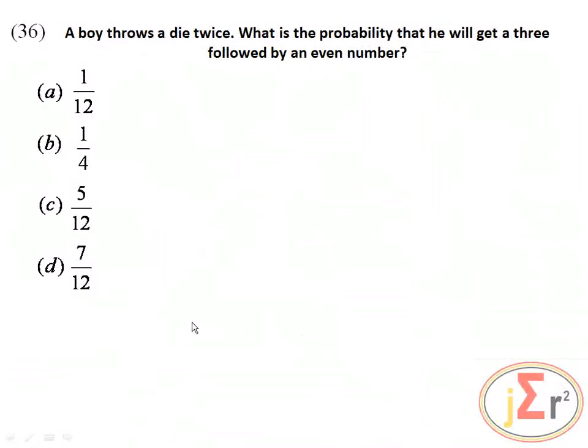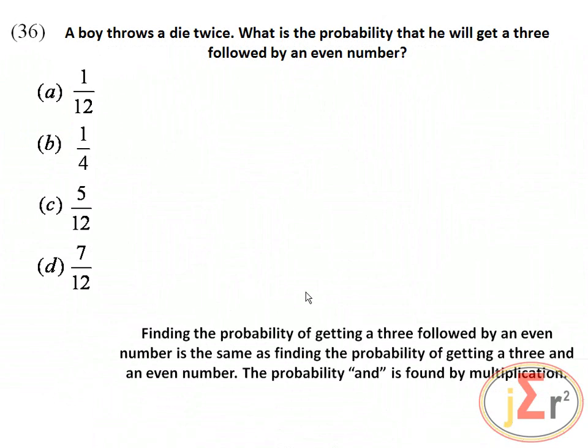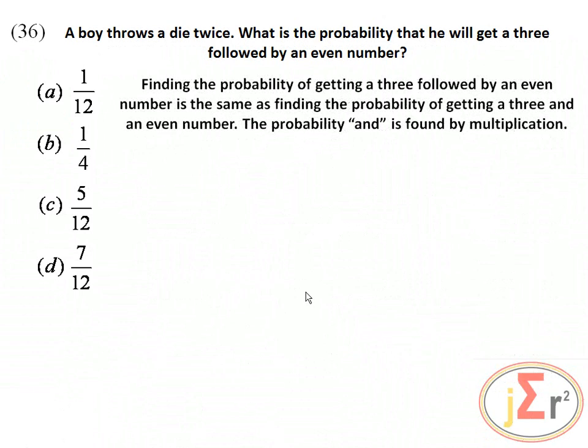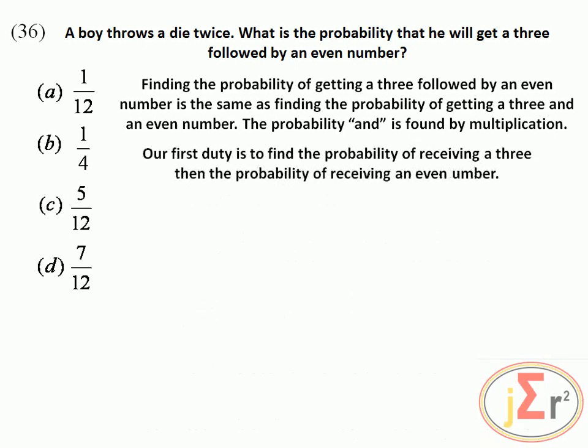A boy throws a die twice. What is the probability that he will get a 3 followed by an even number? Finding the probability of getting a 3 followed by an even number is the same as finding the probability of getting a 3 and an even number. The probability of "and" is found by multiplication. Our first duty is to find the probability of receiving a 3, then the probability of receiving an even number. We need to multiply those two together.